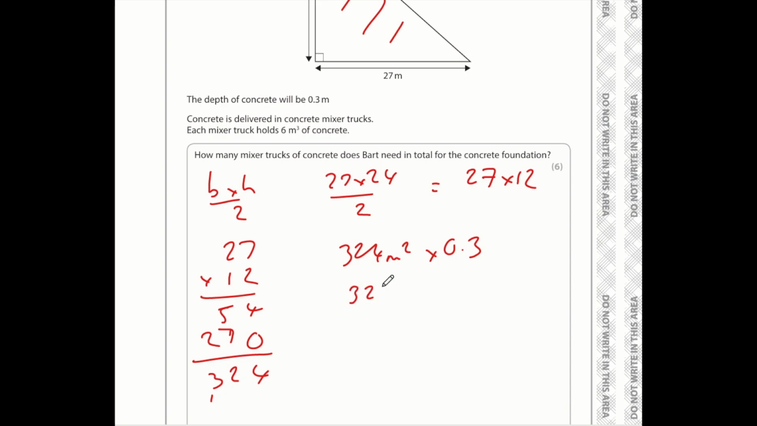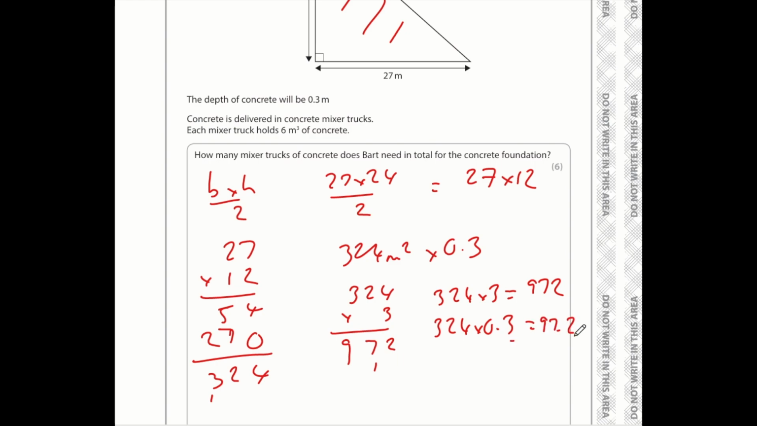Now 324 times 3: 3 4s are 12, carry 1, 2 3s are 6 plus 1 is 7, 3 3s are 9. So 324 times 3 is 972, so therefore 324 times 0.3, we need to create one decimal place, is 97.2, and that is cubic meters of concrete. Now how many trucks is that going to be?